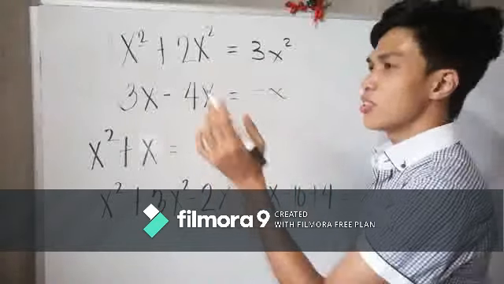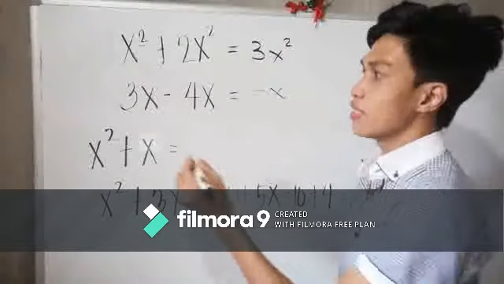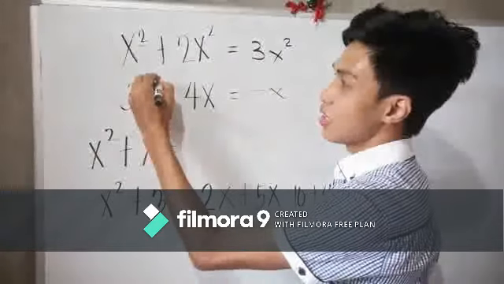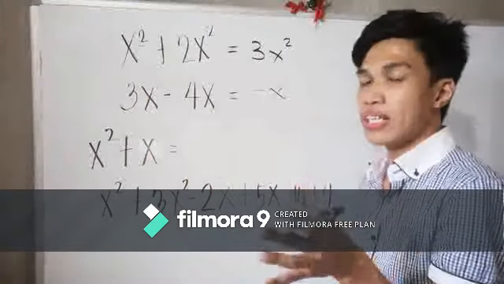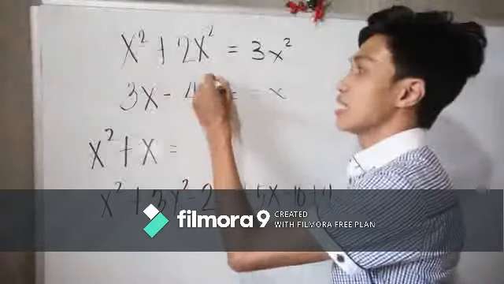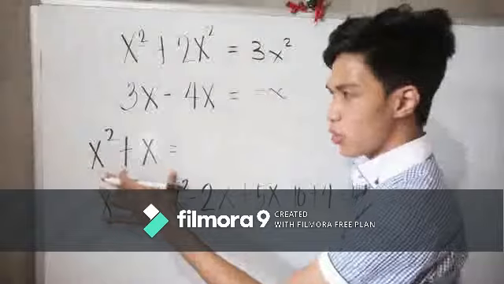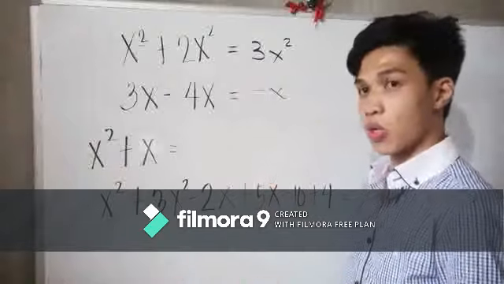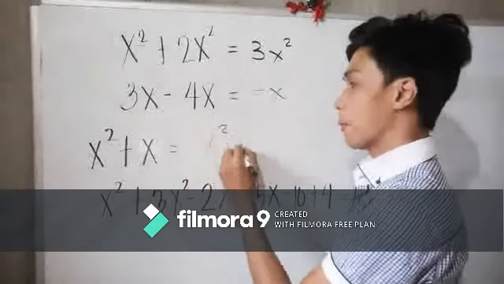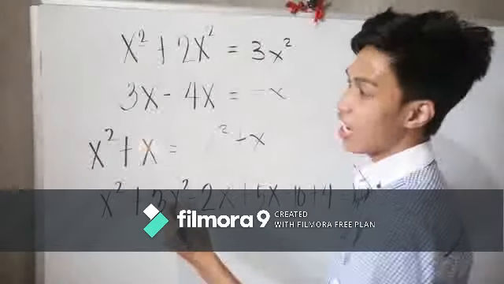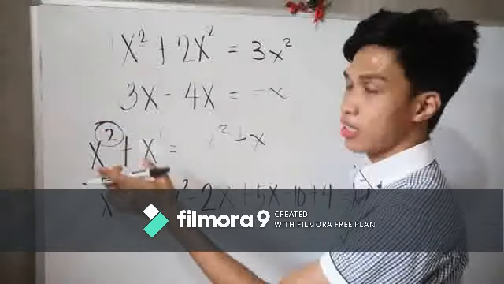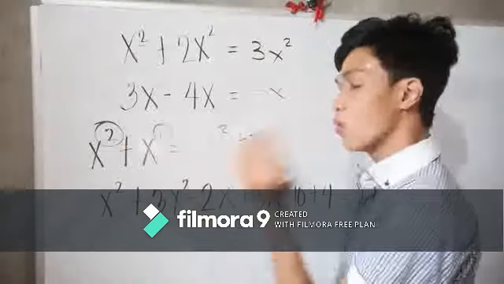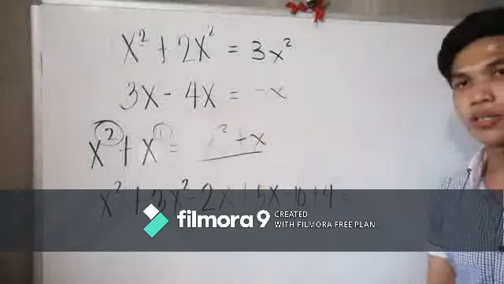Sir, what is the exponent of x? That would be 1. Again, that is a ghost number, because even though we didn't write the number 1 on the exponent, it's still 1. How about this one? x squared plus x. Can we add these two variables? No, it is still x squared plus x, because they have different exponents. The exponent of x squared is 2, and the exponent of x is 1. So it will still be x squared plus x.